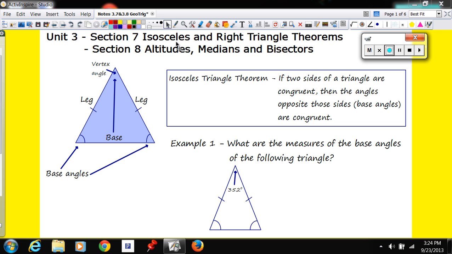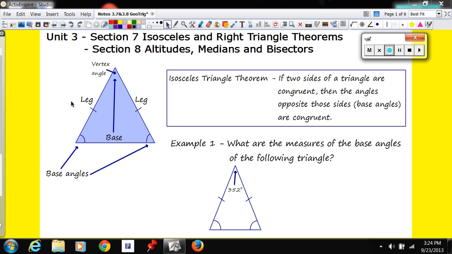Section 7 is on isosceles and right triangle theorems. Section 8 is on altitudes, medians, and bisectors. We got about 5 or 6 slides. The sixth one's like a little puzzle, so we'll get there. But I wanted to look again at an isosceles triangle.